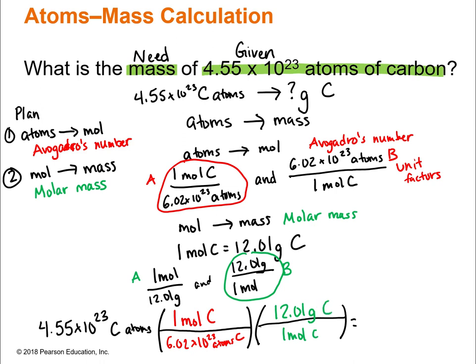So when you're entering this into the calculator, you take 4.55 times 10 to the 23rd divided by Avogadro's number times 12.01. When you do all of that, first you check your units. We get some moles of carbon, then grams of carbon. And when you do the multiplying and dividing, 9.08 grams of carbon.